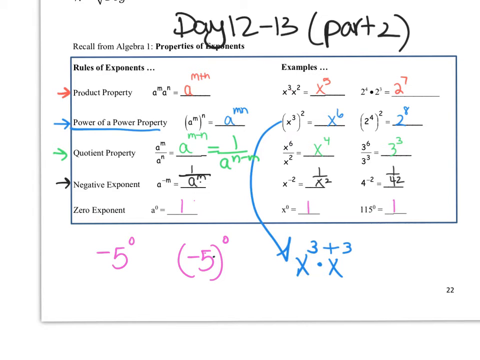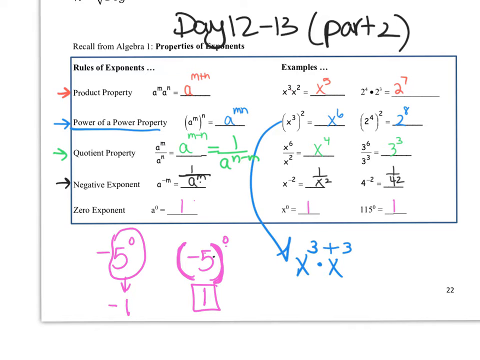Order of operations. You do parentheses first, so that's your negative 5. Exponents next. Negative 5 to the 0 is 1. But over here, you don't have parentheses. You have exponents, so you actually do that first. Then your negative comes back in. So please, please, please make sure you pay attention to those details.